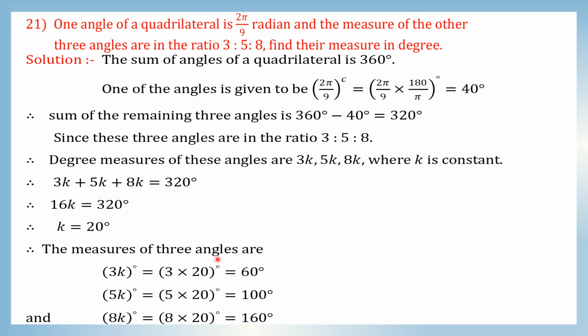Therefore, the measures of the three angles are 3k degrees. Put the value of k as 20, therefore 3 into 20 equal to 60 degrees. Second angle is 5k, 5 into 20 equal to 100 degrees. Third angle is 8k degrees, 8 into 20 is 160 degrees. Therefore, these three remaining angles in degrees are 60 degrees, 100 degrees and 160 degrees.